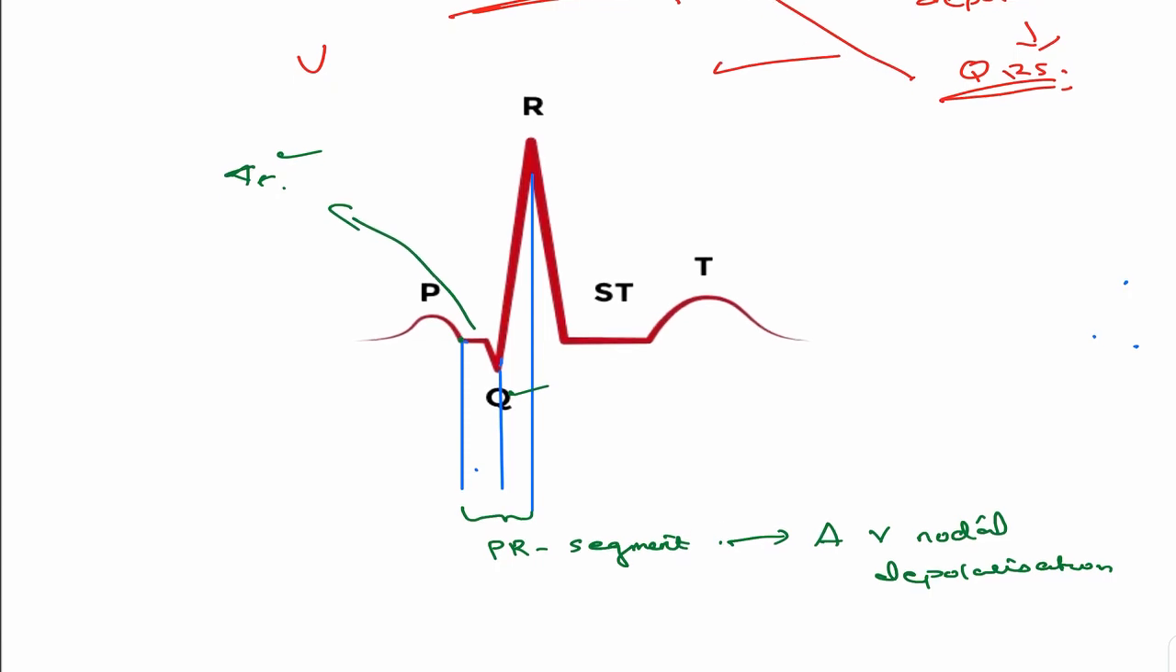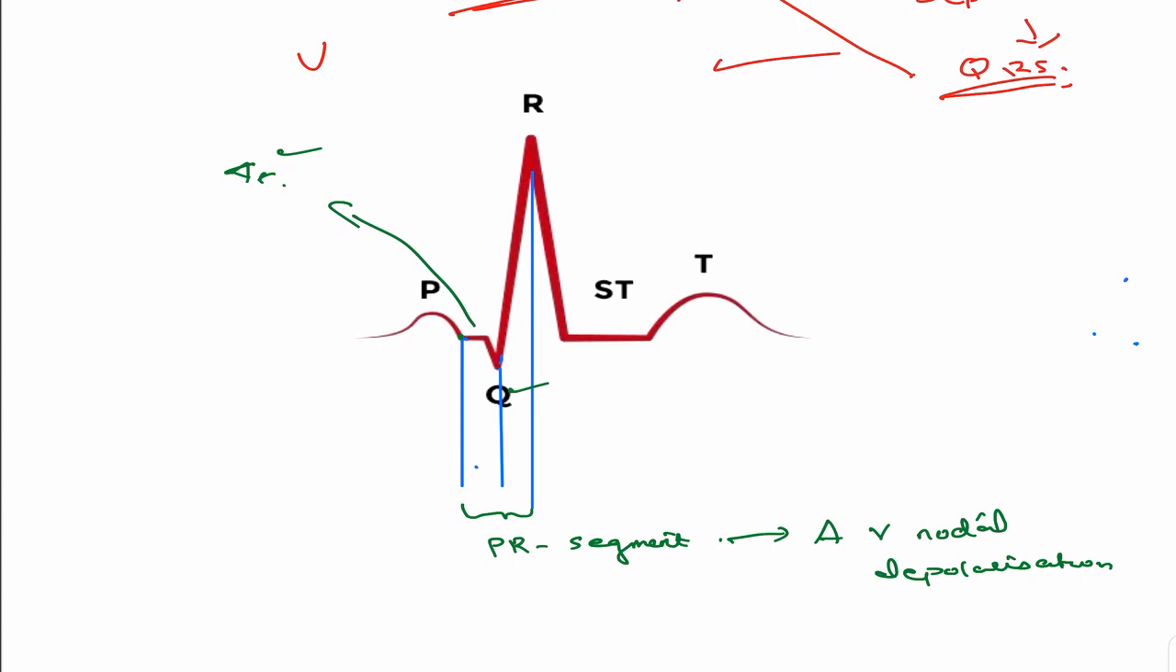Okay, then the next segment which you have to know is the ST segment. It is very easy, not much complication here. The ST segment: from the ending of S, because the downward deflection is the S wave, till the starting of T. From the end of S to the starting of T, this is the ST segment. And we all know what it signifies?